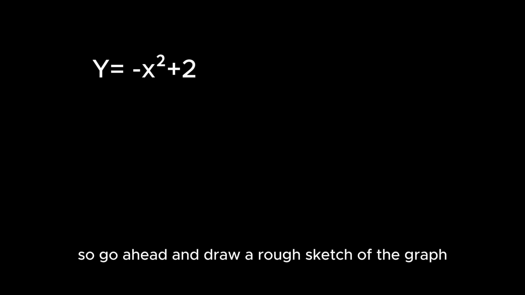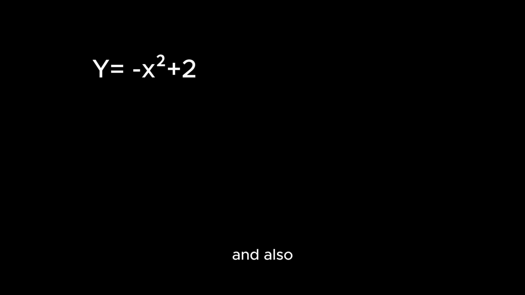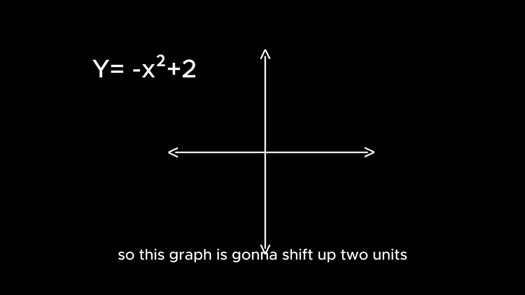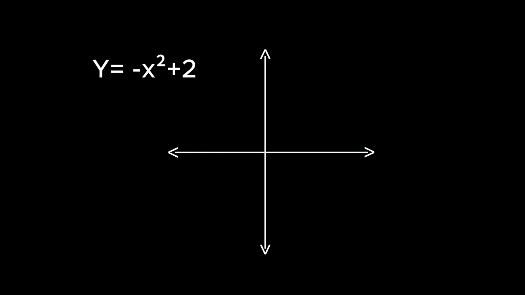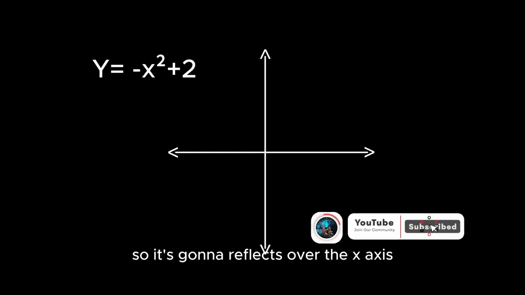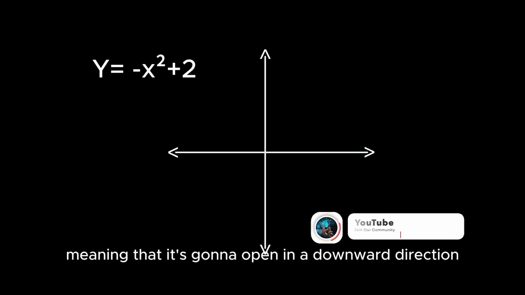Let's try another example. Try this one, negative x squared plus 2. So go ahead and draw a rough sketch of the graph, and also determine the domain and range of the function. So this graph is going to shift up 2 units, and it's not going to open upward because there's a negative in front of the x squared. So it's going to be reflected over the x-axis, meaning that it's going to open in a downward direction.